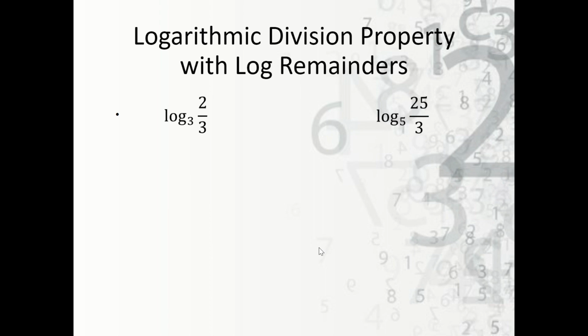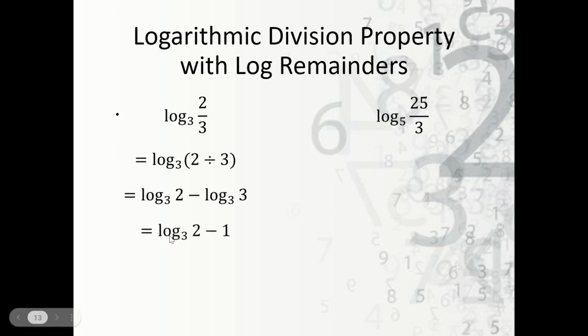Now how do we do this with remainders? Well, in this case we have log base 3 of 2/3. So we're going to rewrite this as log base 3 of 2 divided by 3. Now we can break this up and say log base 3 of 2 minus log base 3 of 3. We can't multiply 3 by itself any number of times to get 2, but we can do it here. We can multiply 3 by itself one time to get 3. So we end up with log base 3 of 2 minus 1.